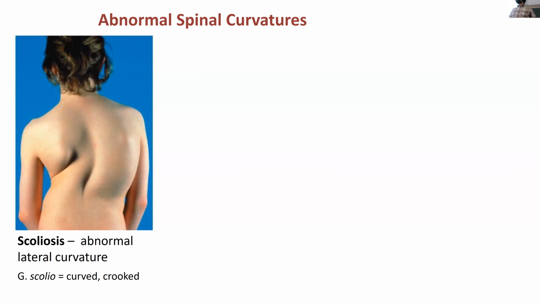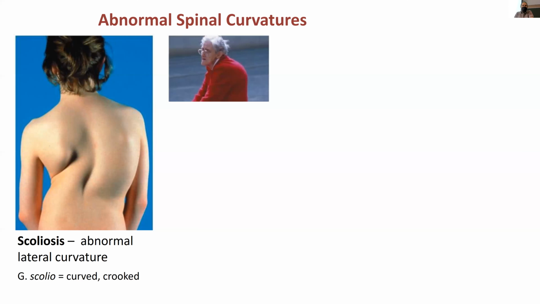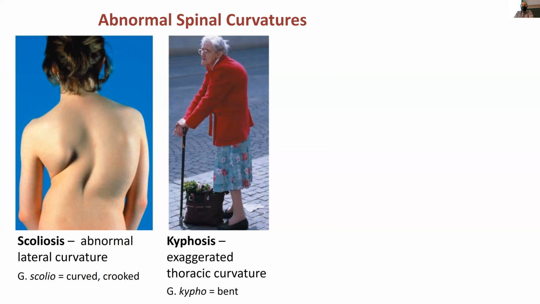That can cause a lot of problems because then your weight is distributed differently and it can put pressure on different aspects of the spine where it's not strong enough to withstand that pressure. We also have something called kyphosis, which is when you get this exaggerated thoracic curvature. Remember, the thoracic curvature is this curvature right here.